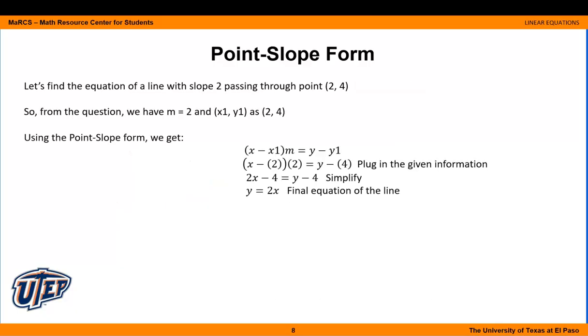Next, let's talk about parallel lines. Parallel lines never intersect, and they always have the same slope. So if one line has slope 2, any line parallel to it will also have slope 2.